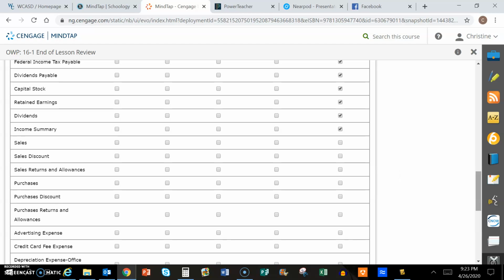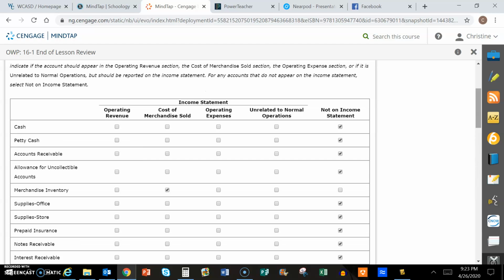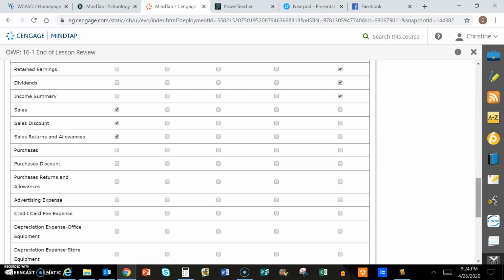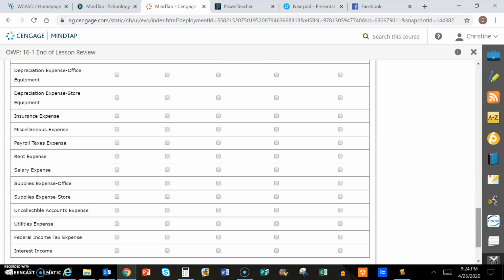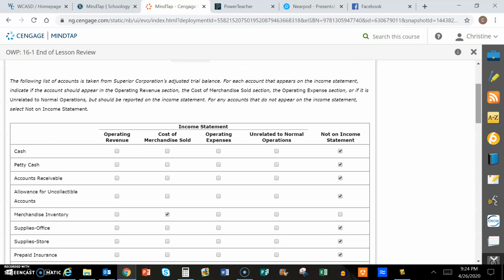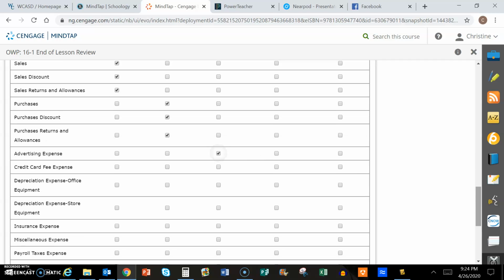Okay, sales. If you go back up, these columns are different by operating revenue, cost of merchandise sold, and then operating expenses. So your sales is operating revenue. Purchases, purchase discounts, and your returns and allowances, they are your cost of merchandise sold. All of these, your advertising all the way down to utilities, they are part of the operating expenses because you need them to actually operate your business. So let's check those guys off.